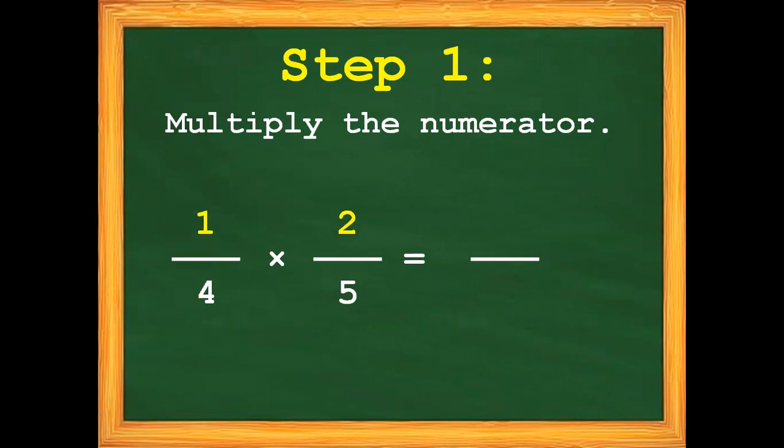One-fourth times two-fifths. Our numerators are 1 and 2. So let's multiply 1 and 2. So 1 times 2, the answer is 2.